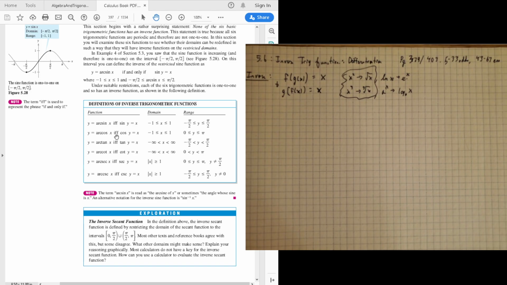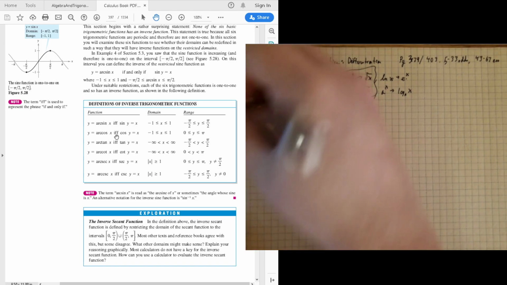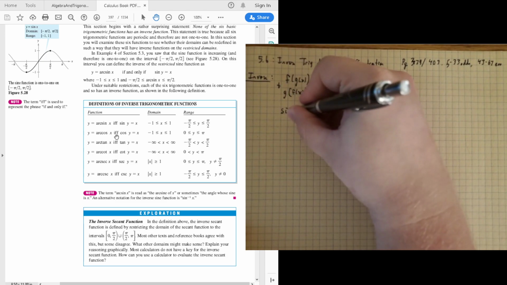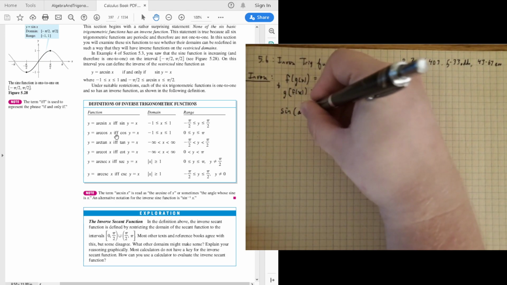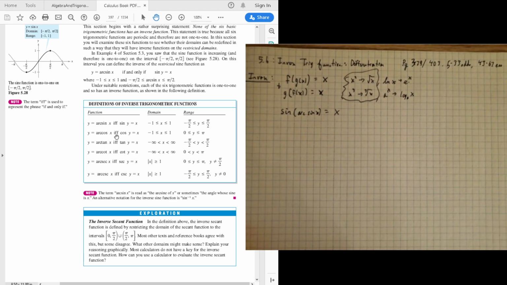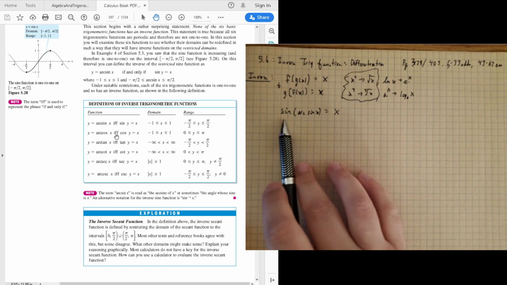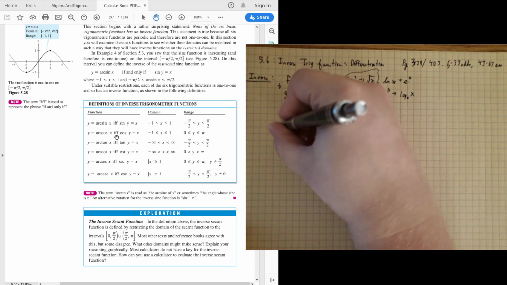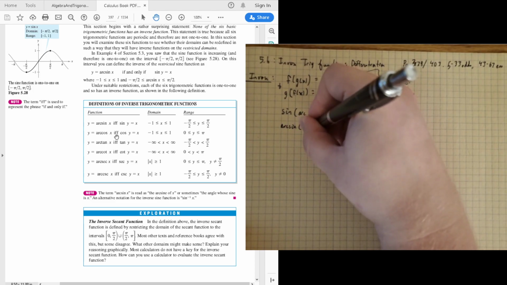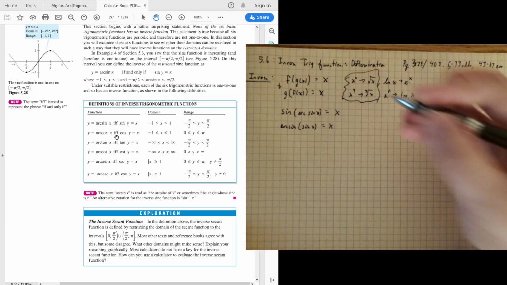So, these are by definition an inverse. So, if I was to write something like sine of arcsine, they're going to cancel because they're inverses. Arcsine and sine are natural opposites. And similarly, if I was to write arcsine of sine, they are also going to cancel.